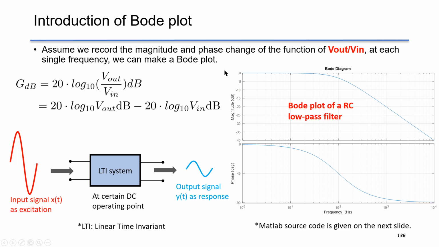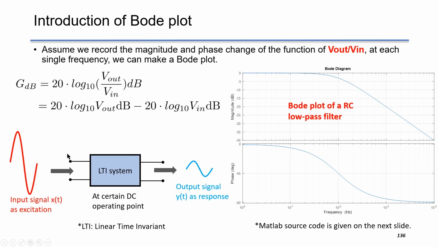In addition to 10 Hz, 100 Hz, and 1 kHz, we want to know the transfer function of V out over V in over the entire frequency. If we sweep at each single frequency, we are able to obtain two plots, magnitude and phase. Horizontal is frequency in Hz. The first y-axis is magnitude of V out over V in. The second y-axis is the phase difference between V out and V in. Since V out is lagging V in in this case, the phase is negative.